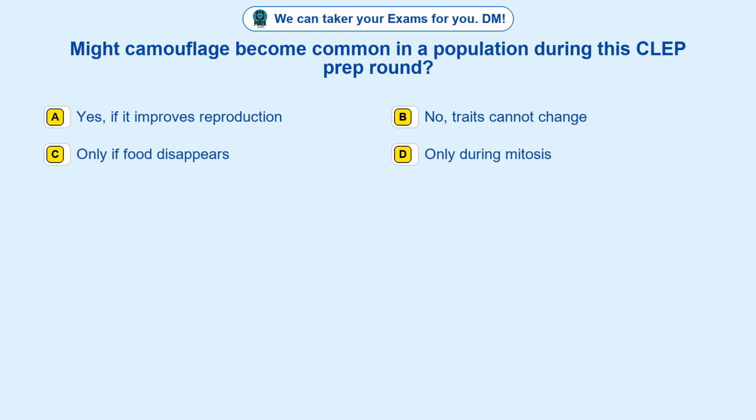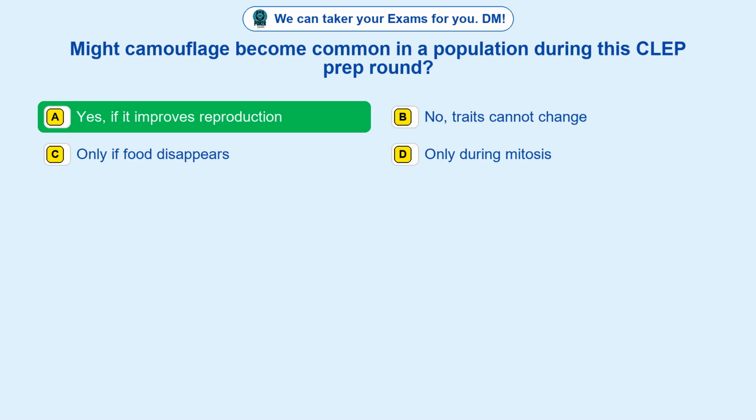Question 12. Might camouflage become common in a population during the CLEP prep round? Option A. Yes, if it improves reproduction. Option B. No, traits cannot change. Option C. Only if food disappears. Option D. Only during mitosis.